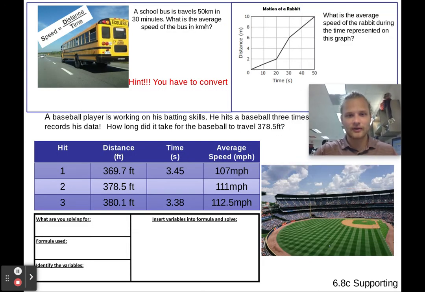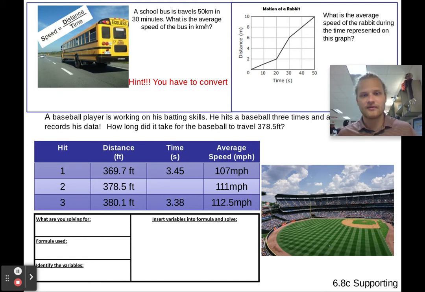All right, let's keep on going. A school bus is traveling 50 kilometers in 30 minutes. What is the average speed of the bus in kilometers per hour? Okay, so we have it in minutes. We want it in hours. That's something you got to identify. All right, make sure your units are correct. So luckily, minutes to hours, there's going to be 60 minutes in an hour, and 30 is half of that. So you can actually just multiply times 2. All right, so a school bus is traveling 50 kilometers in 0.5 hours.